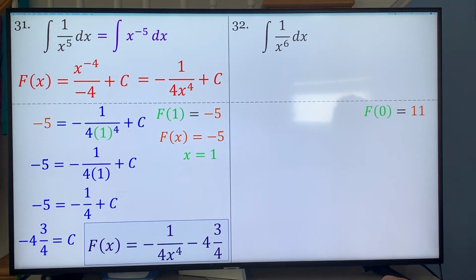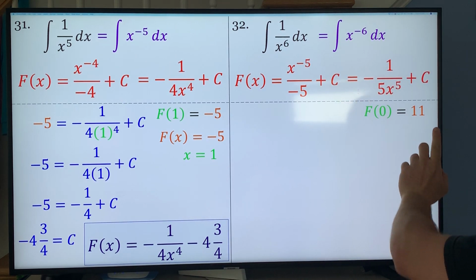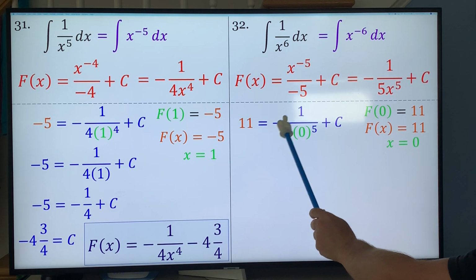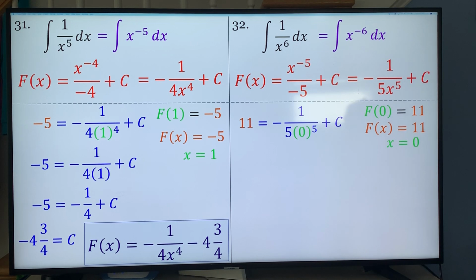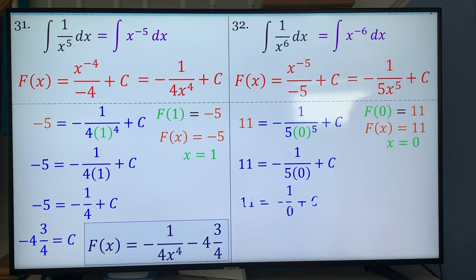You guys know what to do. Problem 32. X to the negative 6. Negative 6 plus 1 is negative 5. All right? If you want to rewrite like this again, you may. You may not if you don't want. F of x equals 11. X equals 0. Oh, this is a tougher one. This is why you want to rewrite it. 11 equals negative 1 over 5, 0 to the 5th plus c. 11 equals negative 1 over 5 times 0 plus c. 11 equals negative 1 over 0 plus c.